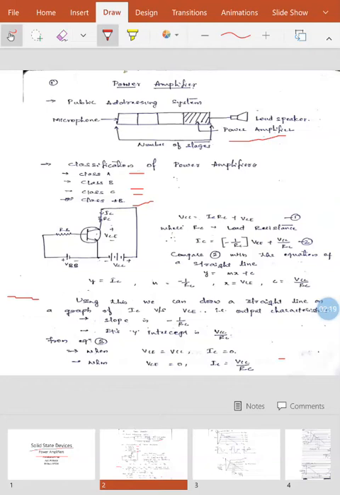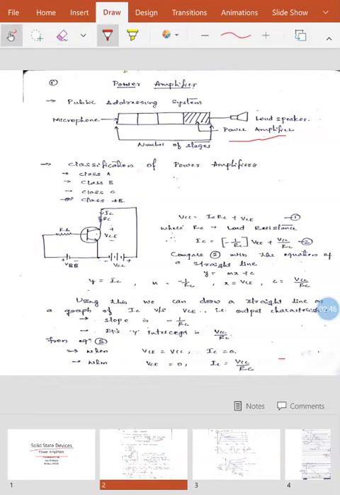Take for example the case of a common emitter configuration of the transistor. Common emitter means here the emitter will be common for both input and output. So this is the input side and this is the output side. For both of these, the emitter is common. Okay?